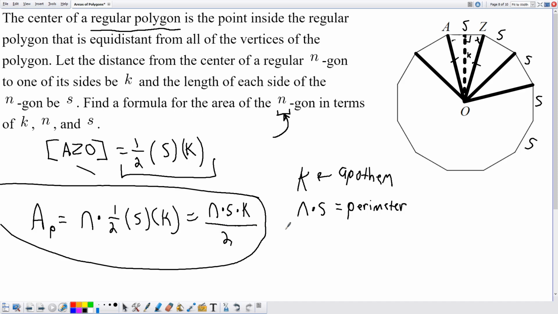So we can simplify this formula even further to p times k over 2. And again, this formula works for any regular polygon.